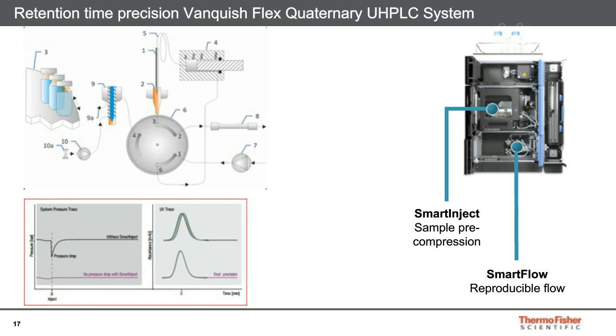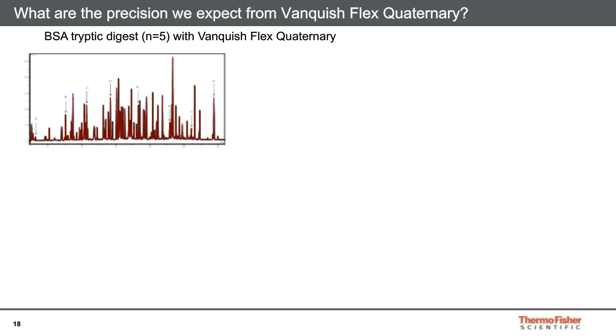So in terms of numbers, what does Vanquish Flex deliver? Let's take a look at the bovine serum albumin therapeutic digest. This injection is used in the chromatogram on the top left here. It was repeated 5 times.